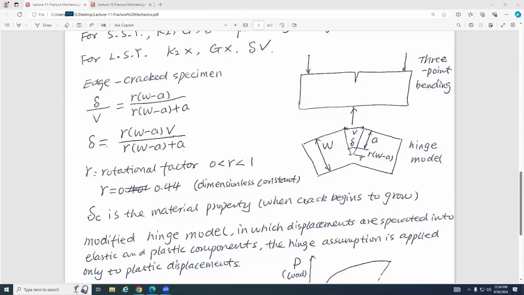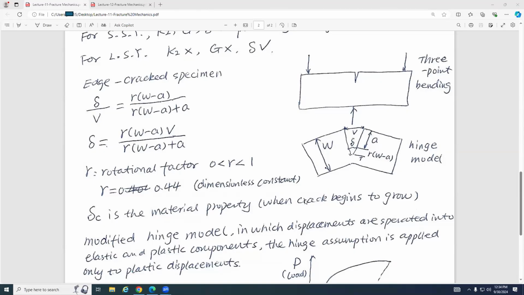I want you guys to follow me. So this is delta. What is the delta, guys? I just forget. Can somebody remind me? The delta is the CTOD, right? Crack tip opening. When the crack opens, how big is the displacement? So this is the delta.